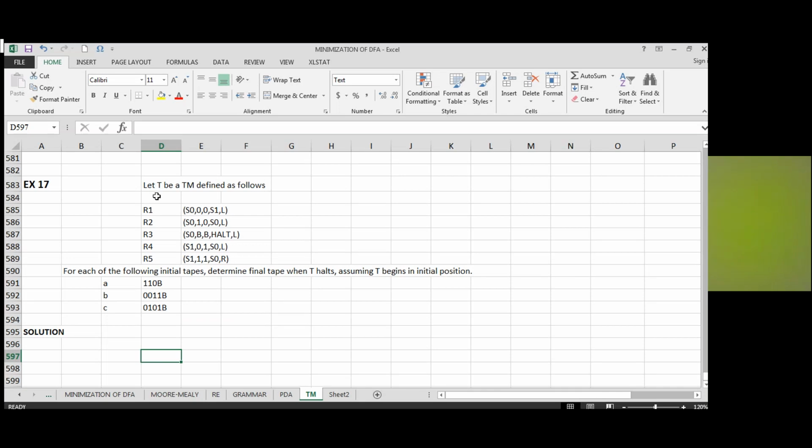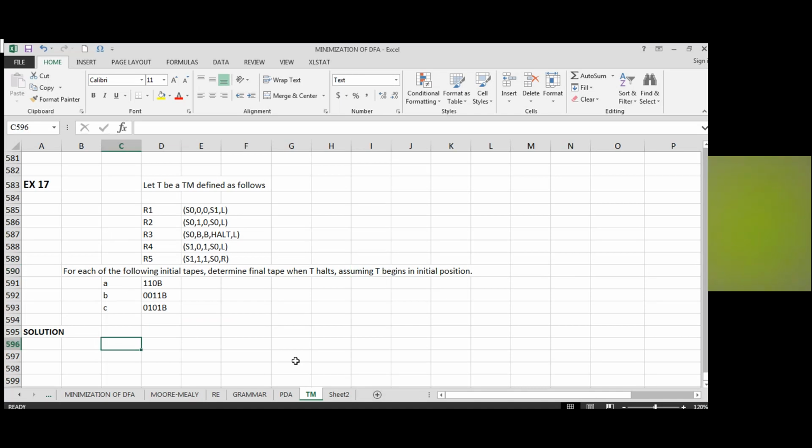It says that let T be a Turing machine which is defined as follows. So these R1, R2, R3, R4, R5, they are representing the rules. Now you should know what each and every tuple means here. This is the 5 tuple listing. Then after giving these rules, for each of the following initial steps determine the final step when T halts, and it is assumed that T will always begin in the initial position.